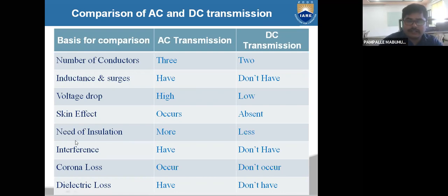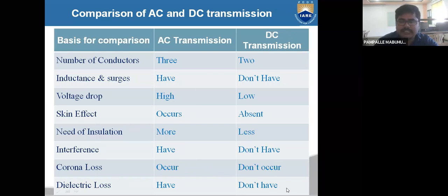So then what is the need of insulation? The insulation required for the AC transmission system will be more when compared to the DC transmission system. And interference with communication lines or nearby systems will be there in case of AC, and you will not have any interference with nearby communication lines with DC. You don't have. So corona loss will occur in case of AC, right? So corona loss will be there in AC.